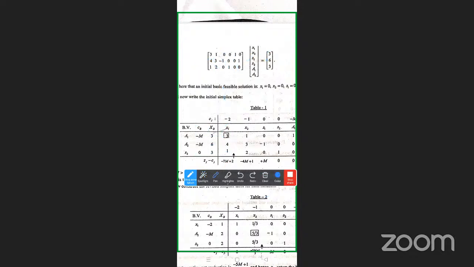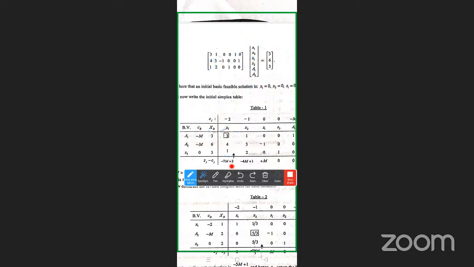So once again, this is CB, this is X1. Formula: CB into XJ minus CJ. CB into X1: minus M into 3, minus 3M, minus 4M. So total minus 7M plus 0, 0 into 1, 0. So minus 7M. So minus of minus 2, plus 2. So minus 7M plus 2. So first one, delta 1.